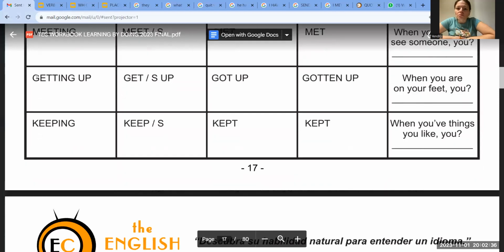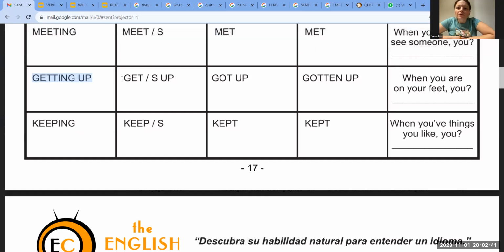Let's practice the next one. Please repeat: getting up. Getting up. Get up. Gets up. Got up. Gotten up. Okay?